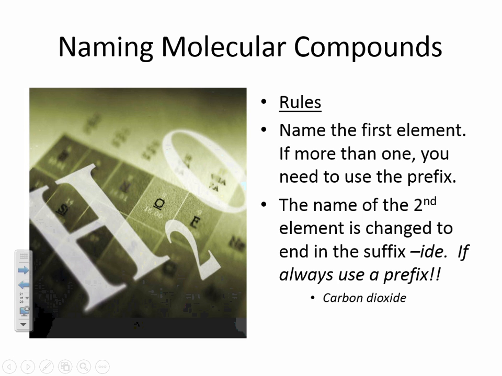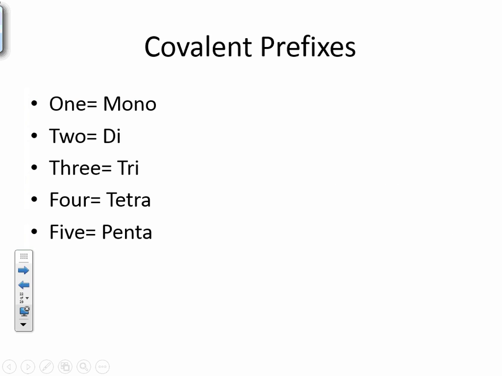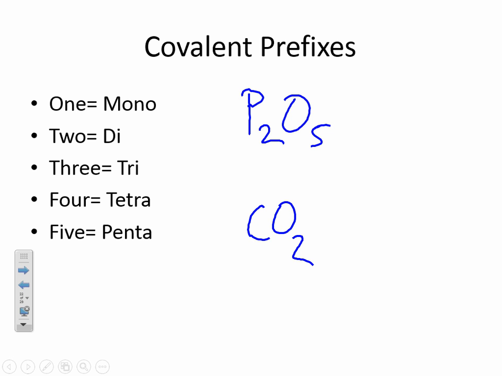So the first rule is you just name the element. If you have more than 1, you have to use a prefix. If you have 1, you just let it be. The second element, you change that ending to "ide," and you have to use a prefix. So let's look at a couple of examples here. How about we do P2O5, we'll do CO2, and what should we have for giggles here? Let's go NO.